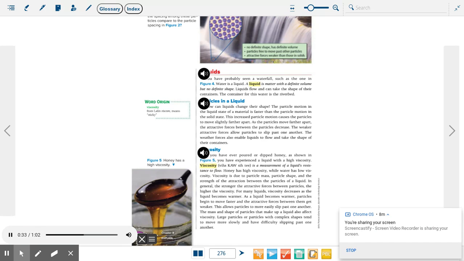For many liquids, viscosity decreases as the liquid becomes warmer. As a liquid becomes warmer, particles begin to move faster and the attractive forces between them get weaker. This allows particles to more easily slip past one another. The mass and shape of particles that make up a liquid also affect viscosity. Large particles or particles with complex shapes tend to move more slowly and have difficulty slipping past one another.